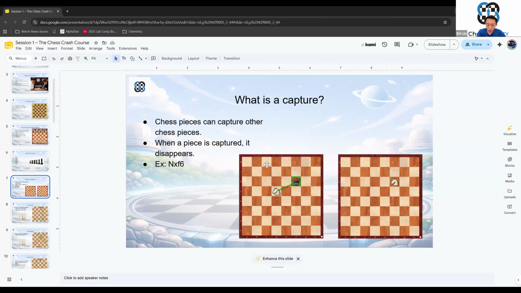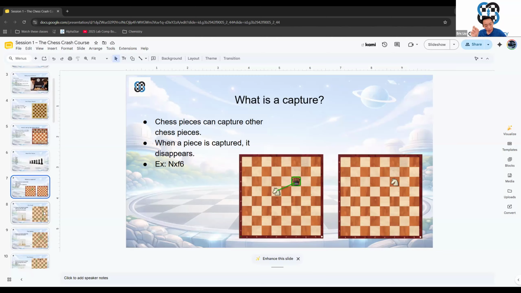This board is what it looks like before the capture, and this board is what it looks like after the capture. It looks like the queen just totally disappeared. That's what happens when you capture a piece: that piece disappears. That's why it's good to capture chess pieces, because you want to make your opponent's pieces disappear. That way, you'll have more pieces than your opponent. So this is an example of what a capture is.